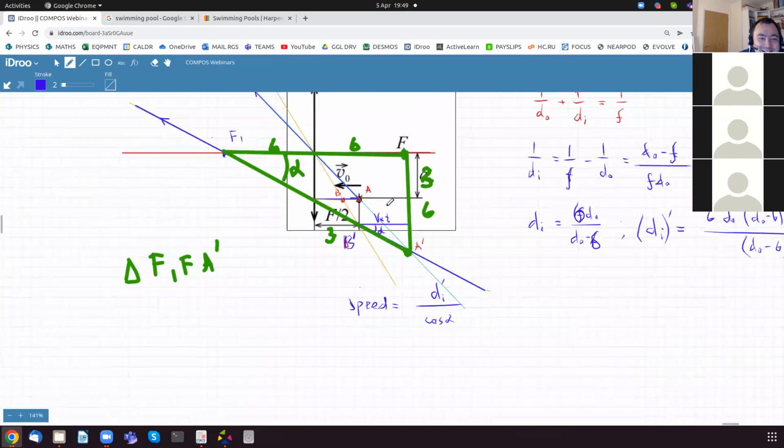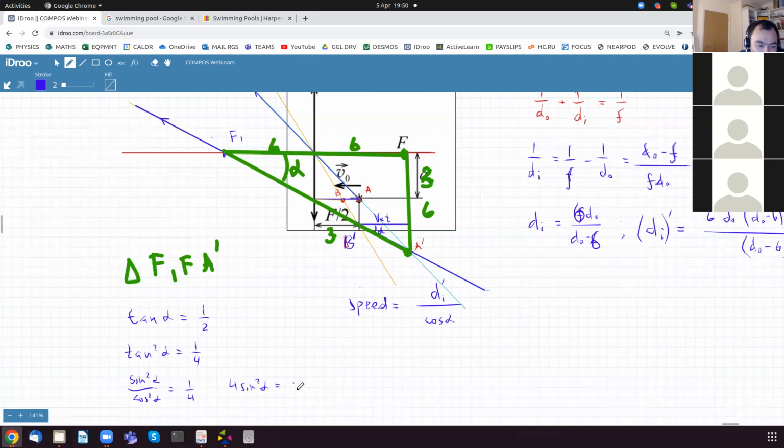So I'm going to find tan alpha first. I know it's incredibly easy to find this, but the numbers are too big. I'm too lazy to square them, so I'm going to find tan alpha. Tan alpha is 6/12, so it's 1/2. I'm going to square it. Tan squared alpha is equal to 1/4. Then that means that sine squared alpha divided by cos squared alpha is 1/4. So 4 sine squared alpha equals cos squared alpha.